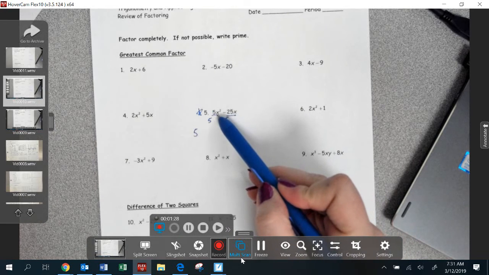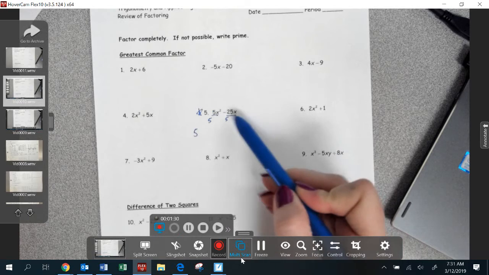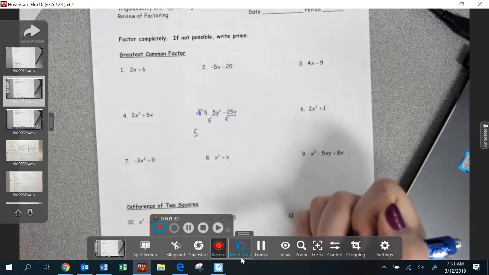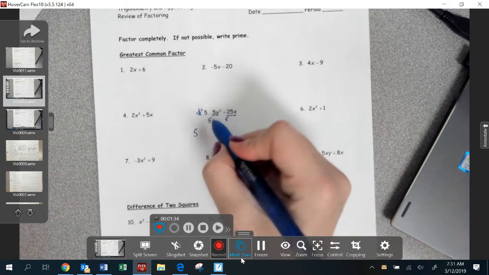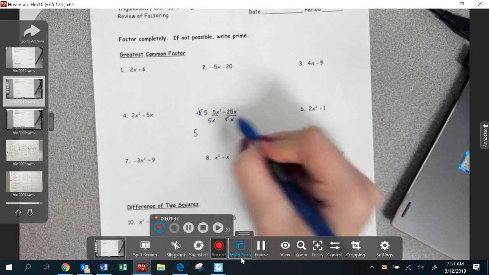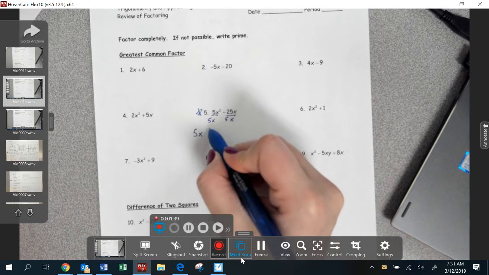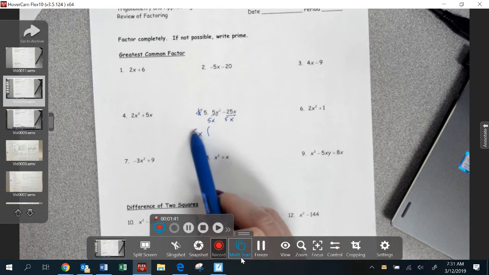Then I look at the variables. For x squared and x, those both have a common factor of x. So I'm going to take that out as well, or divide that out. So I'll mark that up front. So this is going to be the part that's my GCF.